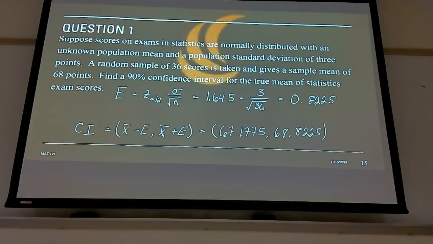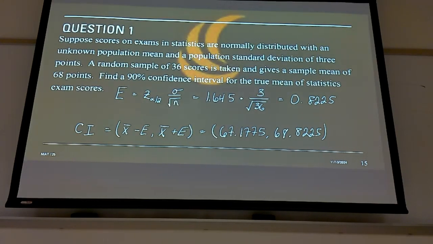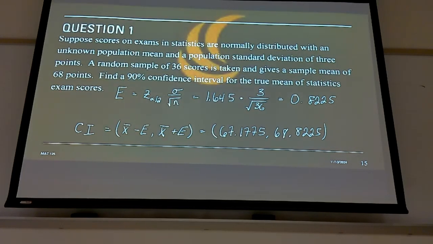So here's the interpretation, and it is a very important interpretation. What we would say is we are 90% confident, or we can say with 90% confidence, that the population mean of exam scores is within that interval. It is not that there is a 90% probability that it's in there. They are two different things.